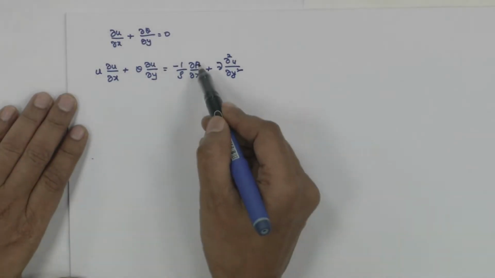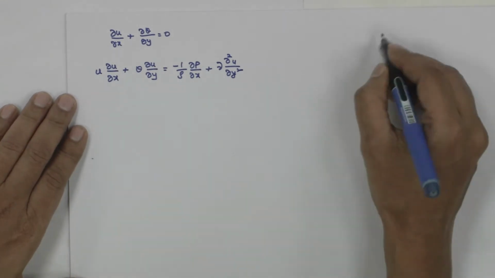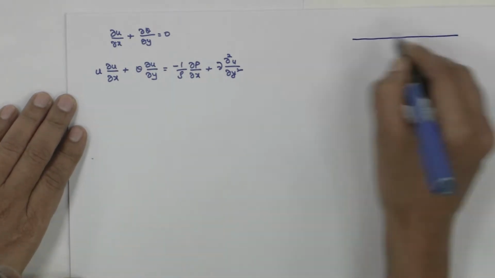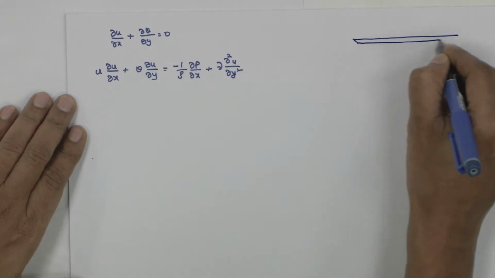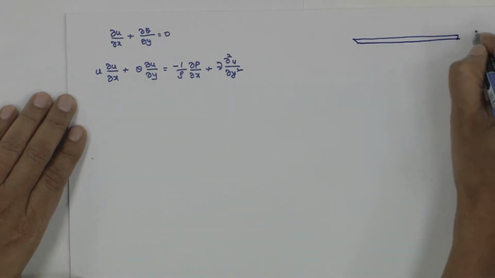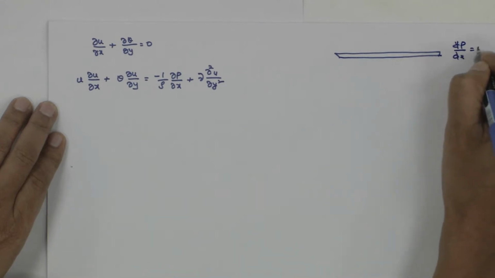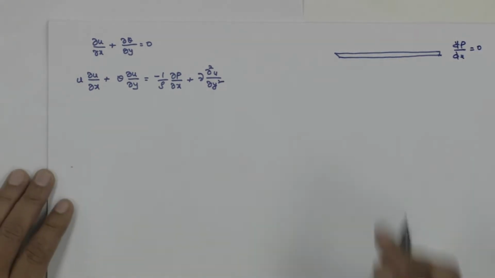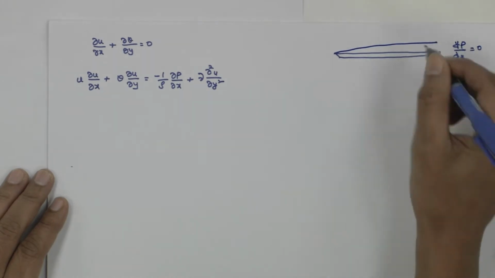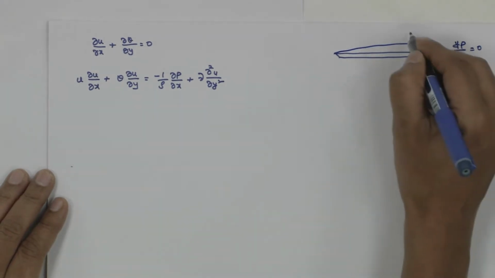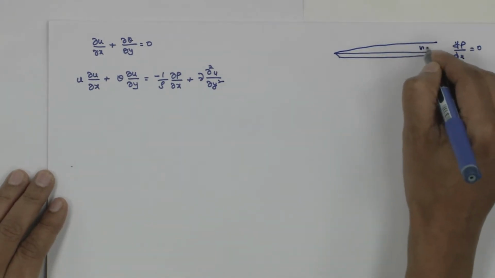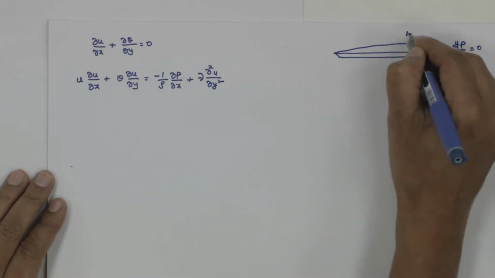Now I need to get this dP by dx term. What happens in a flow over a flat plate? We know dP by dx for flow over a flat plate is 0. Why? How do I understand that? Let's see that. We divide the boundary layer and outside the boundary layer. So this is the viscid region and this is the inviscid region.